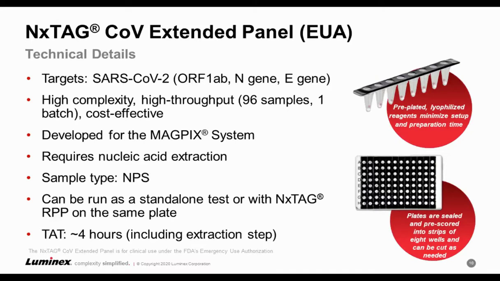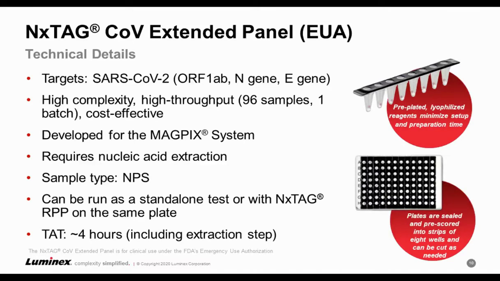So up first, I'll be discussing the NxTAG CoV Extended Panel. This targets the SARS-CoV-2 via the ORF1ab, N, and E gene. It's very high throughput and can do up to 96 samples at a time. It's very cost effective, but it's also highly complex.